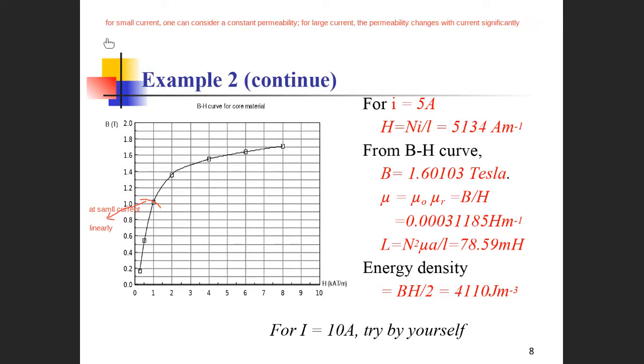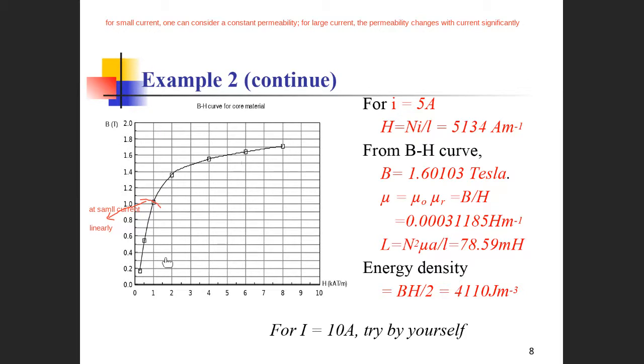Okay, so I write down some things here to recall. For small current, one can consider a constant permeability, because at a small current the BH curve is a linear relationship, so B over H will be a constant, right? I believe some students will still be confused after lectures. For large current, the permeability changes with the current significantly. So be careful: when the current becomes bigger, it will change significantly.